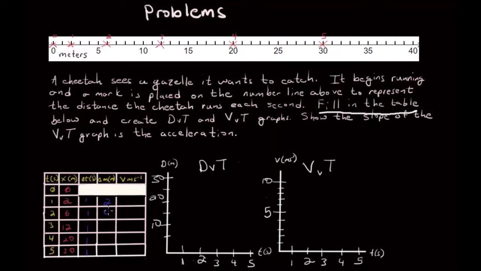6 minus 2 is 4. 12 minus 6 is 6. 20 minus 12 is 8, and 30 minus 20 is 10. So 2, 4, 6, 8, 10.